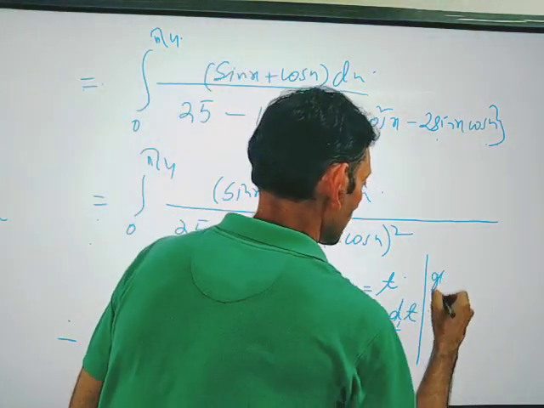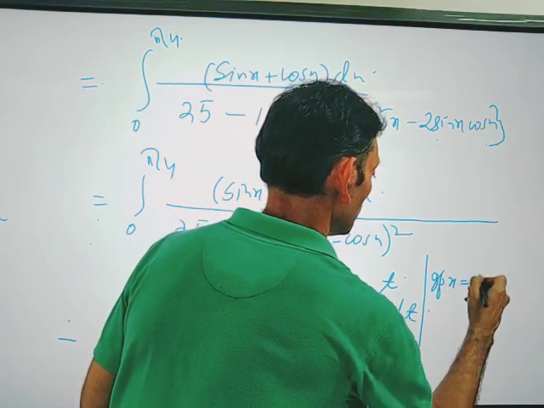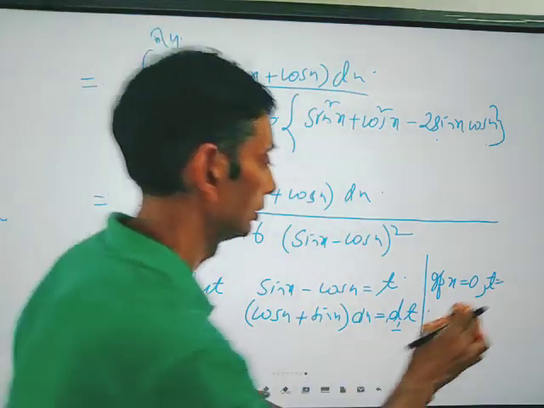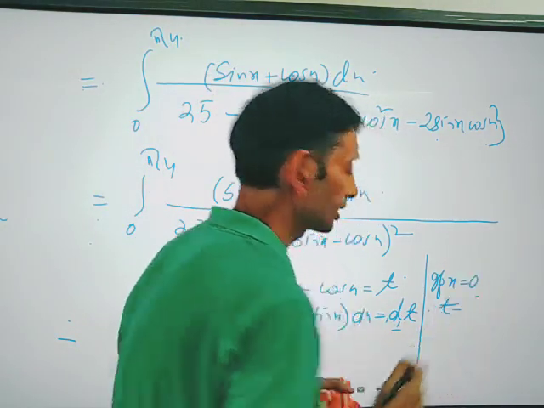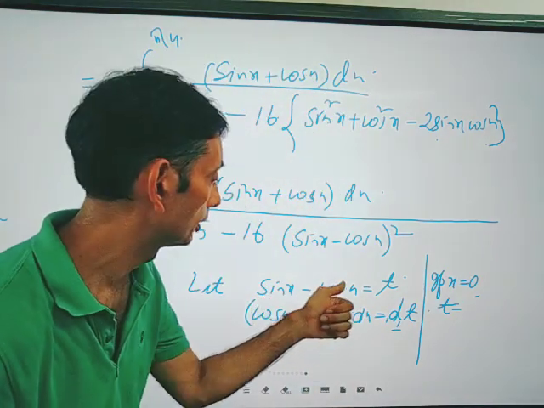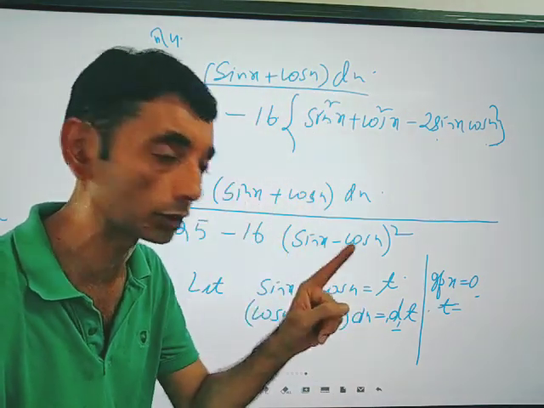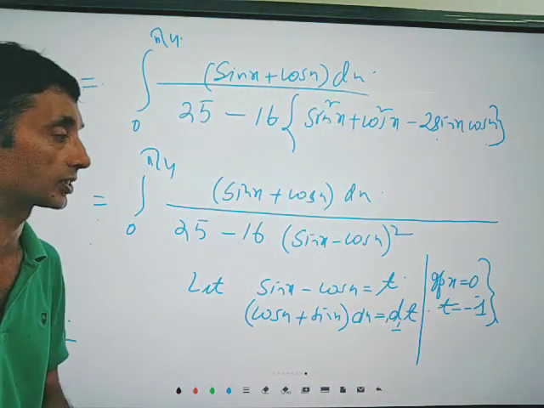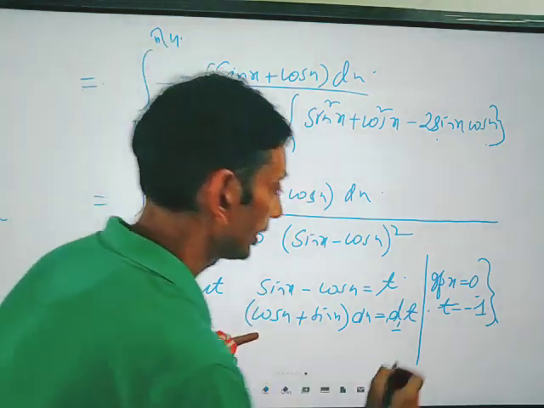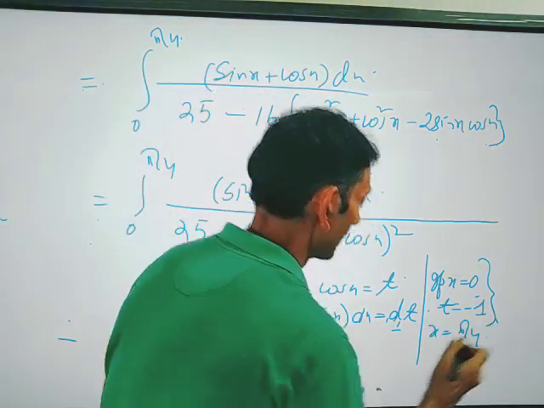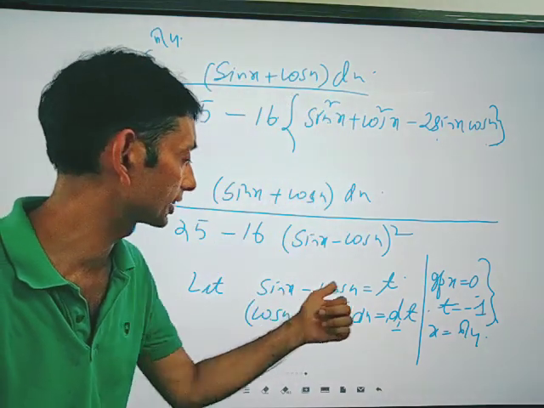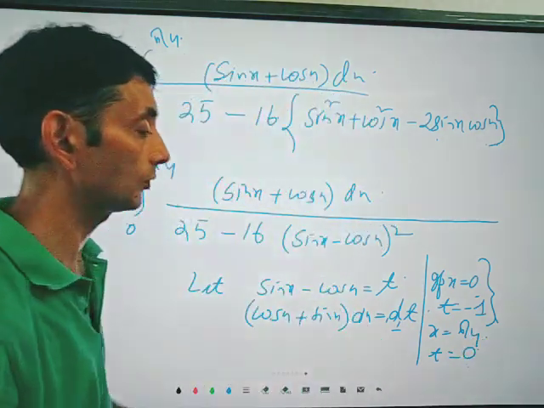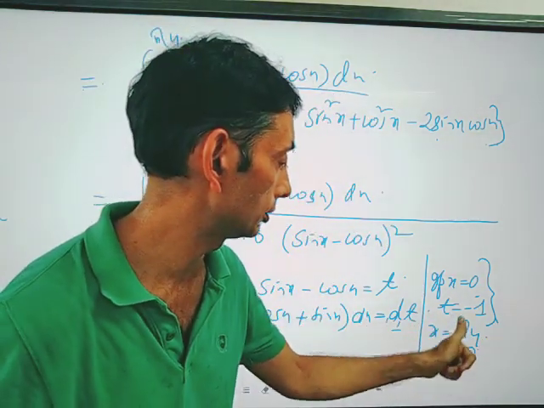So if x equals 0, what will be the value of t? If you substitute 0, sin 0 is 0 and cos 0 is 1, so t is minus 1. So when x equals 0, t gives us minus 1. And similarly, if x is equal to pi by 4, sin x and cos x have the same value, so t will be equal to 0. Therefore, the limit will go from minus 1 to 0.